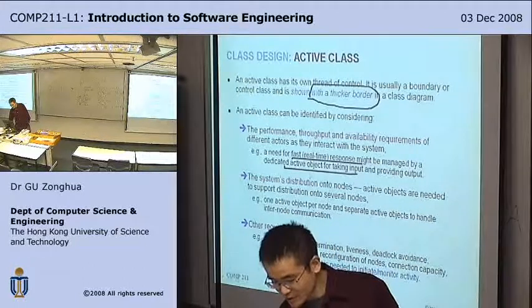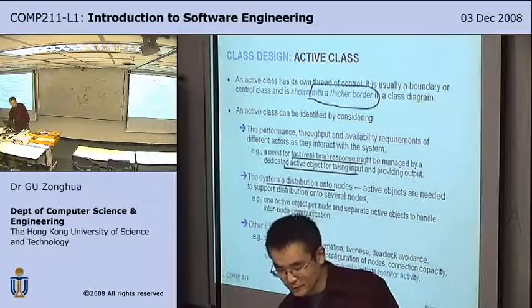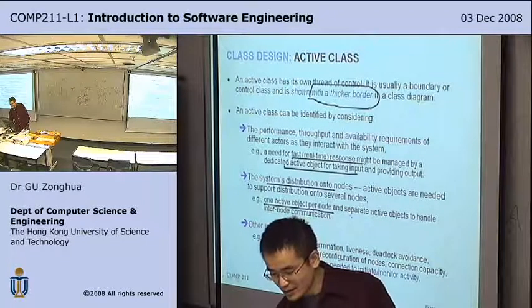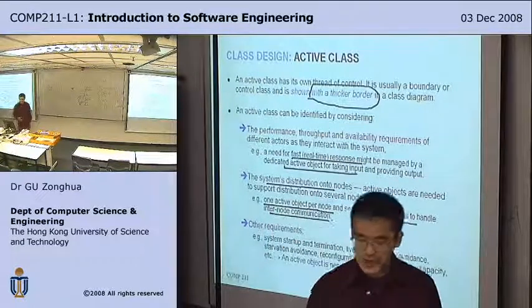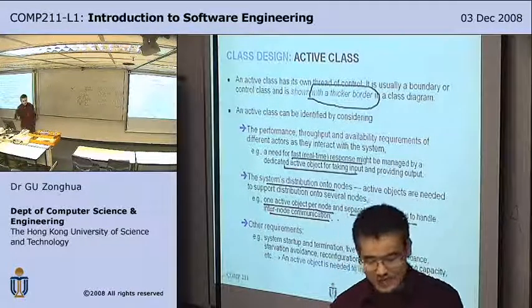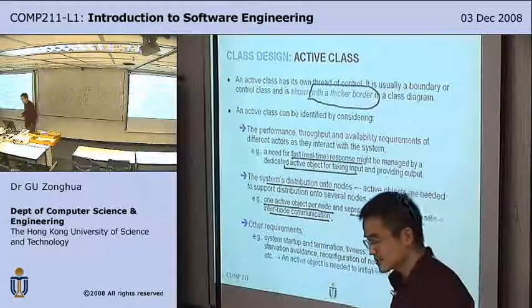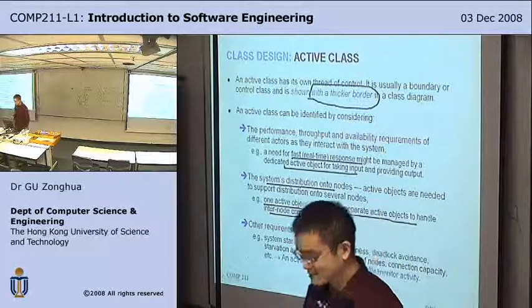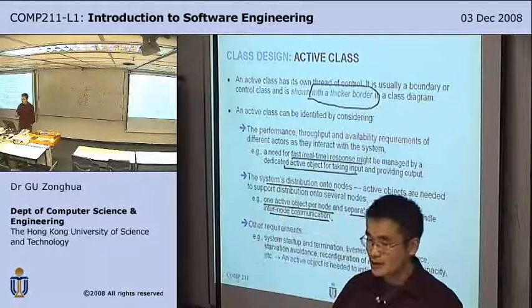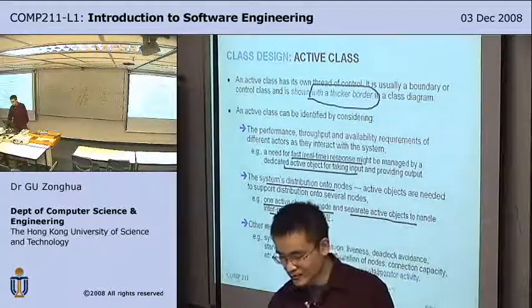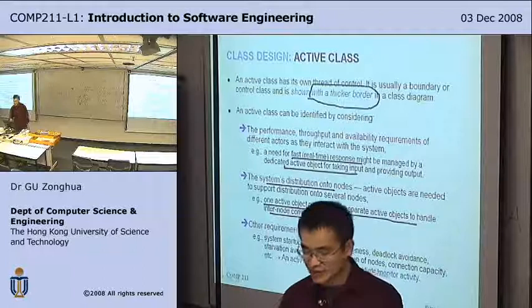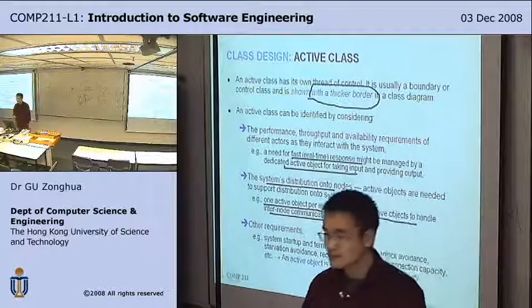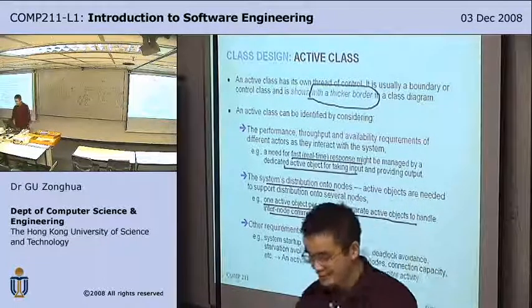take input anytime. So system distribution onto nodes, then you have one active object per node and separate active objects to handle internal communication. That is, you may have active object on the node for handling the business logic, and you may dedicate a helper active object for handling communication on the node to ensure responsiveness, so that the communication is not delayed by the business logic processing, because you have separate active objects.